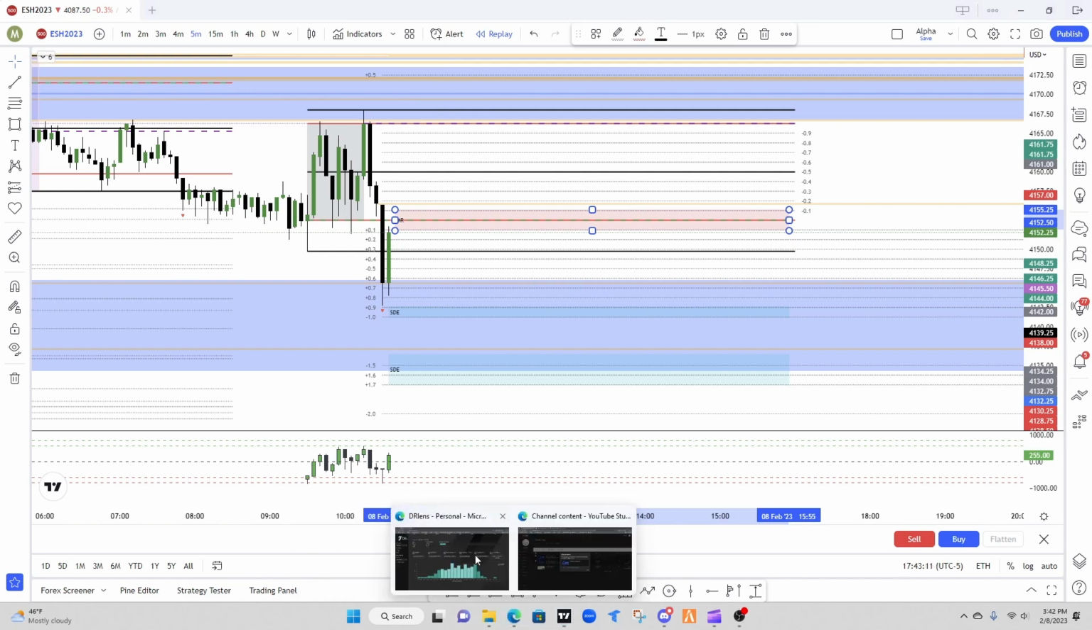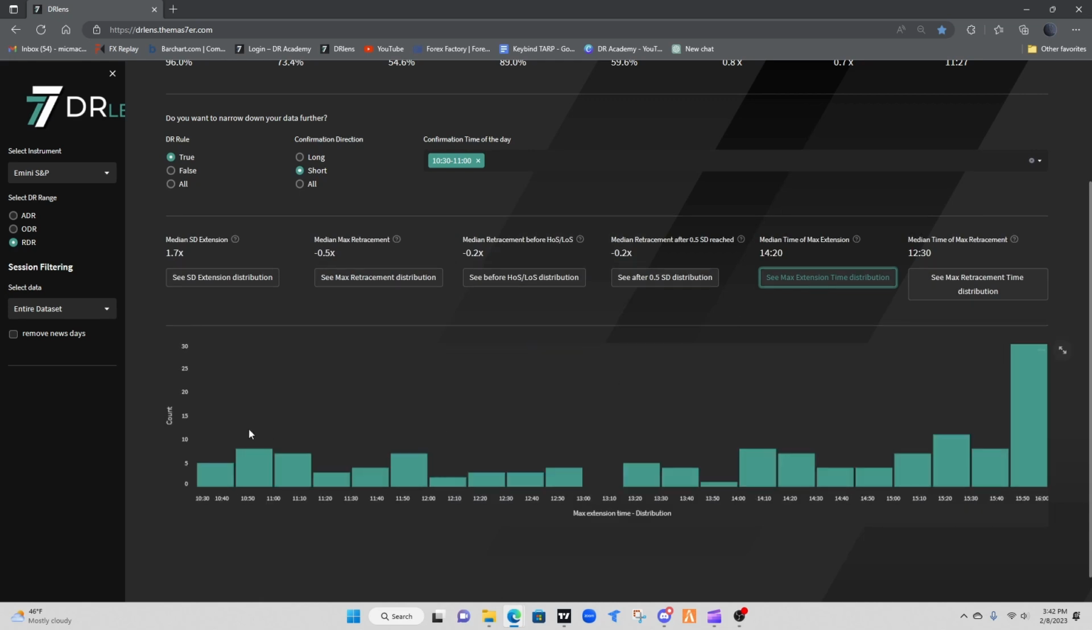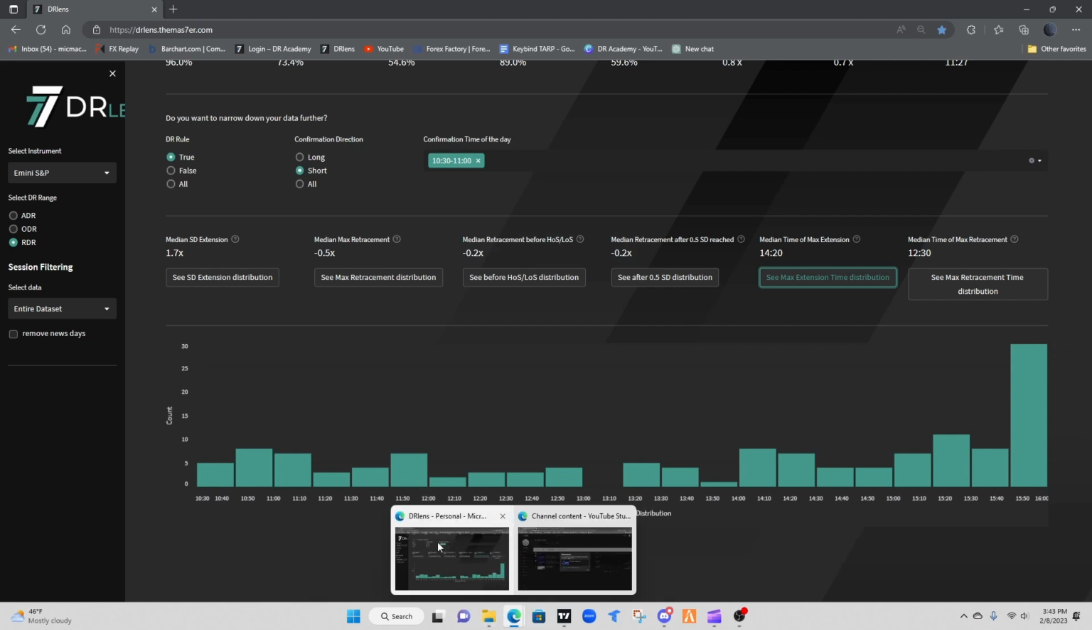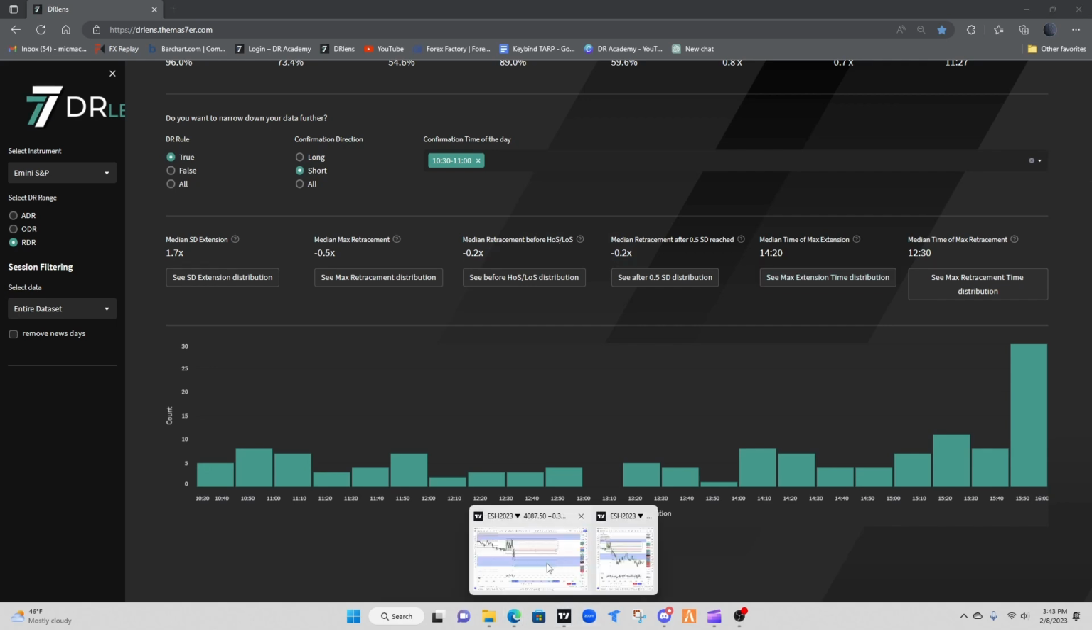Going through more of the data, we'll go through our extension times. So our biggest push is going to be first thing, which we saw coming out of our RDR session, our 1 hour going into our first hour of the day. After we have a big push, we have another extension push at roughly around 11:40. So let's go ahead and mark that 11:45.